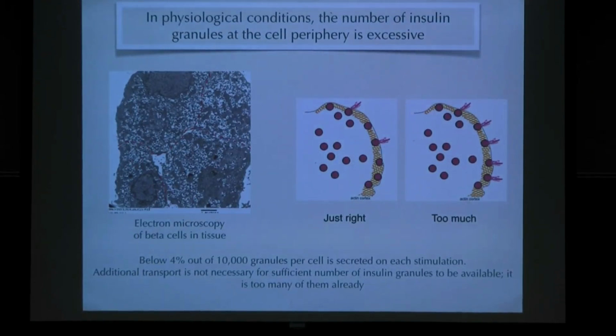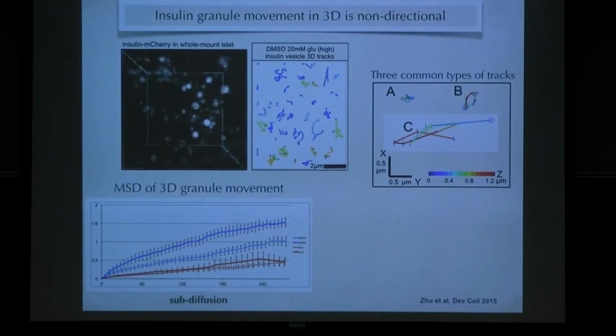And from the statistics of the insulin granule numbers and the amount of insulin secretion at each stimulus in organisms, it has been calculated that only about 4% of granules have to be secreted at each stimulation, which is less than the amount of granules even sitting beneath the membrane in those cells. Which means that if we secrete all the granules beneath the membrane, it will be too much. And oversecretion of insulin is very bad because it causes hyperglycemia and can result in coma and death. So this is one important thing.